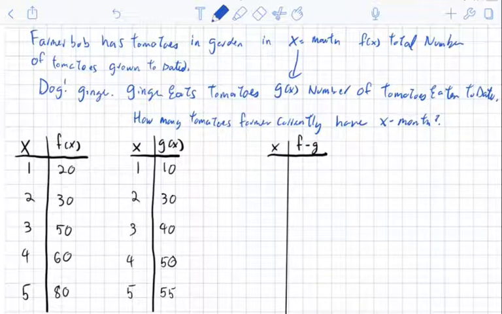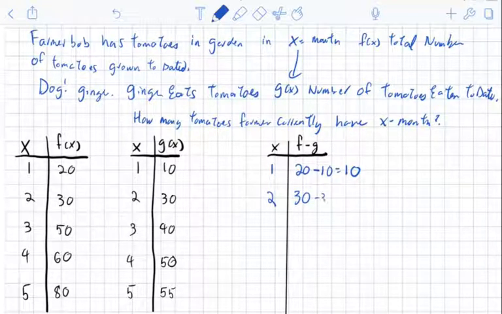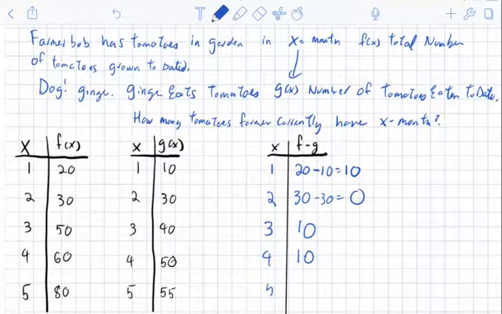So obviously this is a subtraction issue, right? I mean, in month 1, the farmer grows 20 tomatoes and the dog eats 10. And so at the end of month 1, he only has 10 tomatoes. By the end of the second month, over the year, the farmer has grown 30 tomatoes, but the dog loves these tomatoes. There's none. 50 minus 10 is 10. 60 minus 50 is 10. 80 minus 55 is 25.